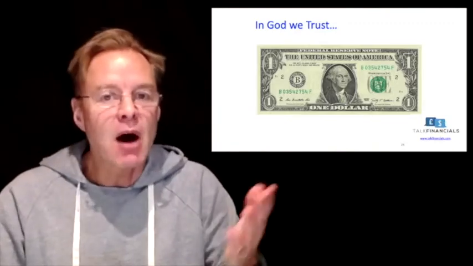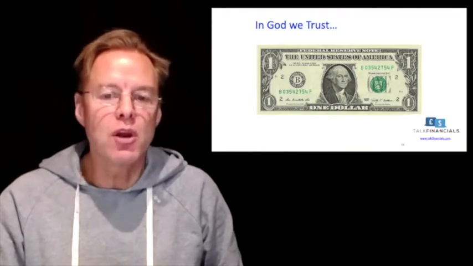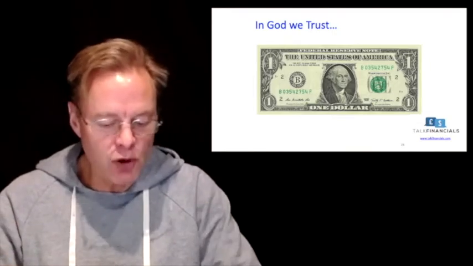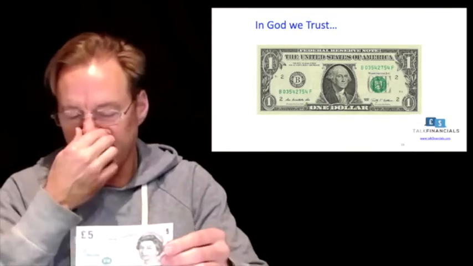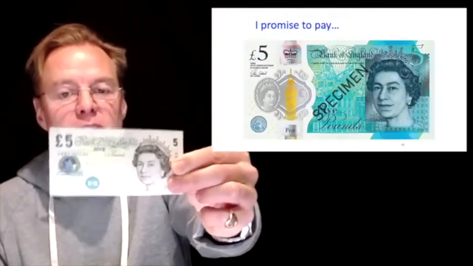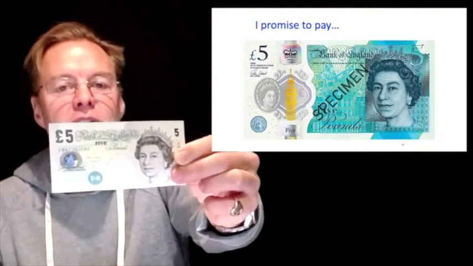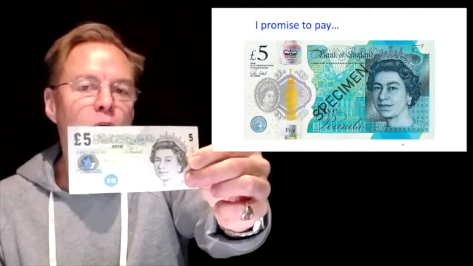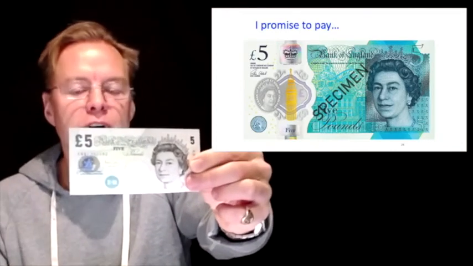Okay, now I'm speaking from here in the UK. So let's have a look at a bit of UK currency. So here we have a £5 note. Now this is actually an old £5 note. This is no longer legal tender here in the UK, but on your screen you'll see a new £5 note.